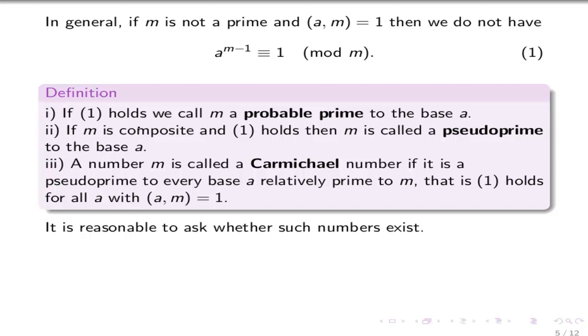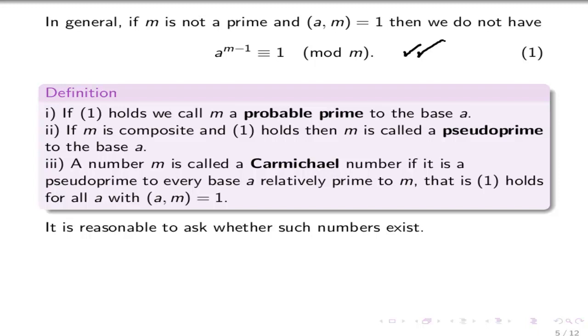So if 1 holds, we call m a probable prime to the base a. So it's behaving just like Fermat's little theorem in this case. If m is composite and 1 holds, then m is called a pseudoprime to the base a. So it's behaving like a prime, but it really isn't a prime. So it's a pseudoprime. And then a number m is called a Carmichael number if it's a pseudoprime to every base relatively prime to m. That is, the FLT relation right here holds for all a relatively prime to m.